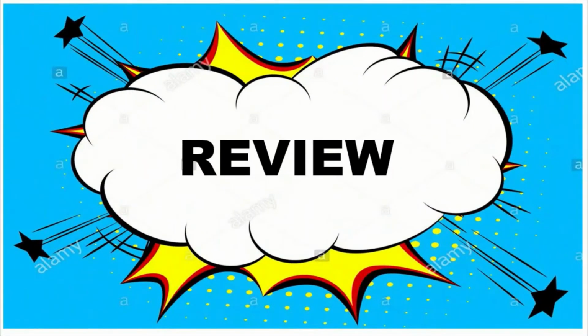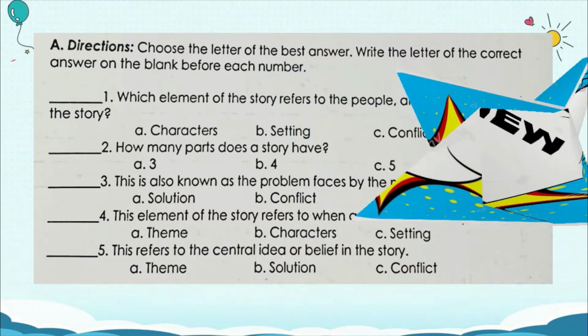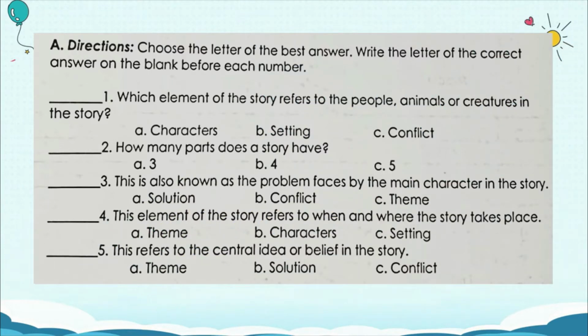Before we proceed to our new lesson, let's take a glimpse of what we discussed last week. We have a direction. Choose the letter of the best answer. Write the letter of the correct answer on the blank before each number. For the first question, which element of the story refers to people, animals, or creatures in the story? Good job! That's letter A, characters.